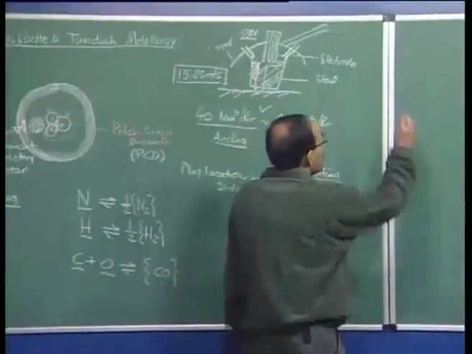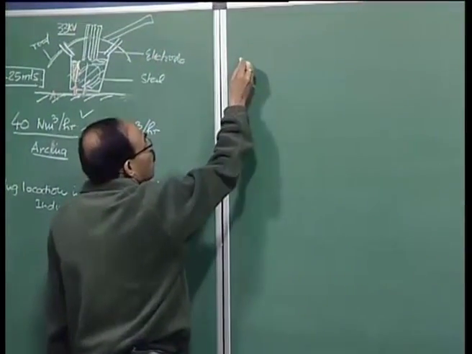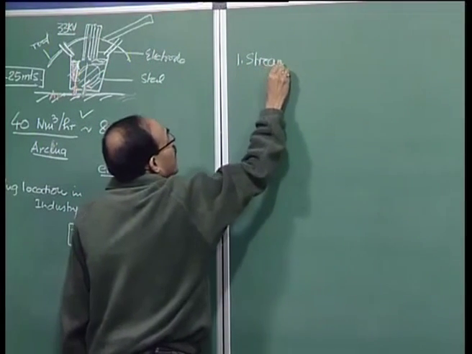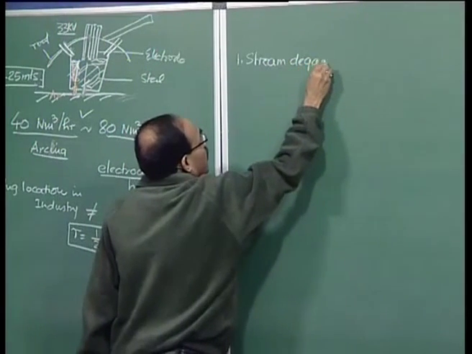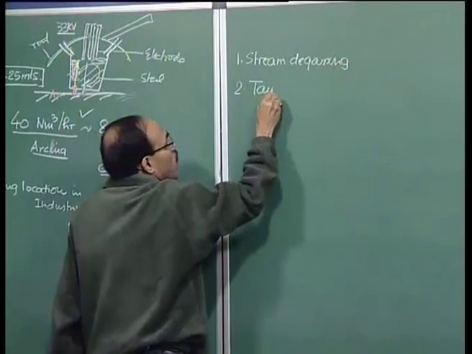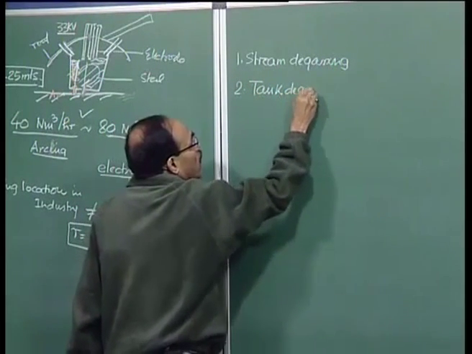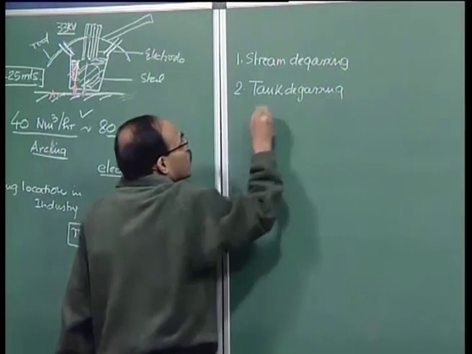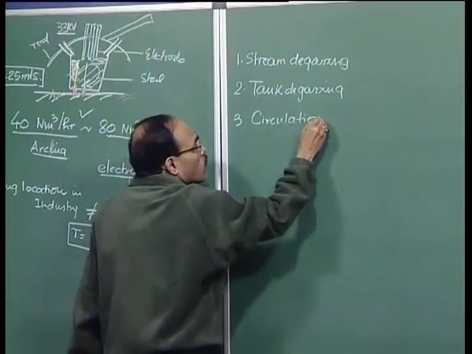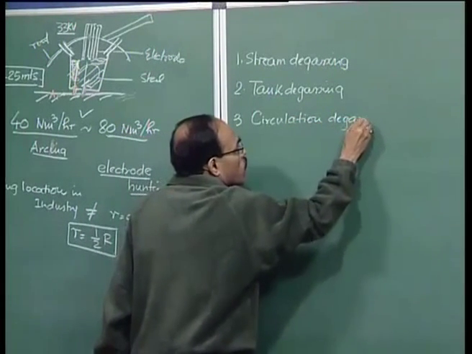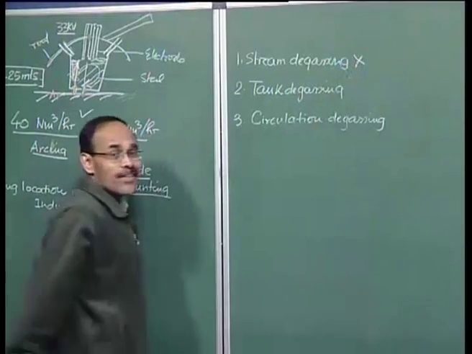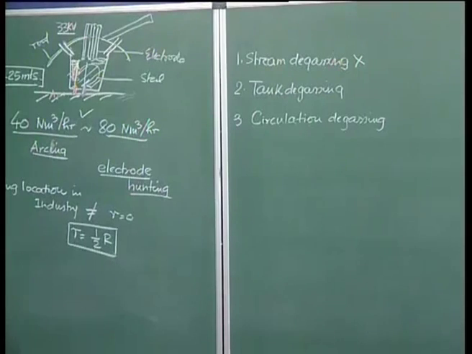Typically 3 different types of processes are known. One is called stream degassing, which of course has become obsolete. The second one is called tank degassing, and the third one is called circulation degassing. So, I say that stream degassing is not there anymore, but it is good to know a little bit about it.